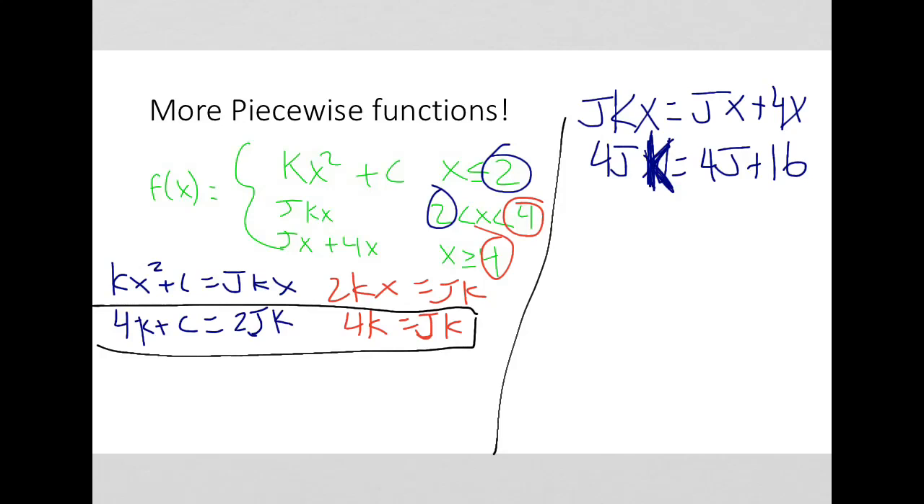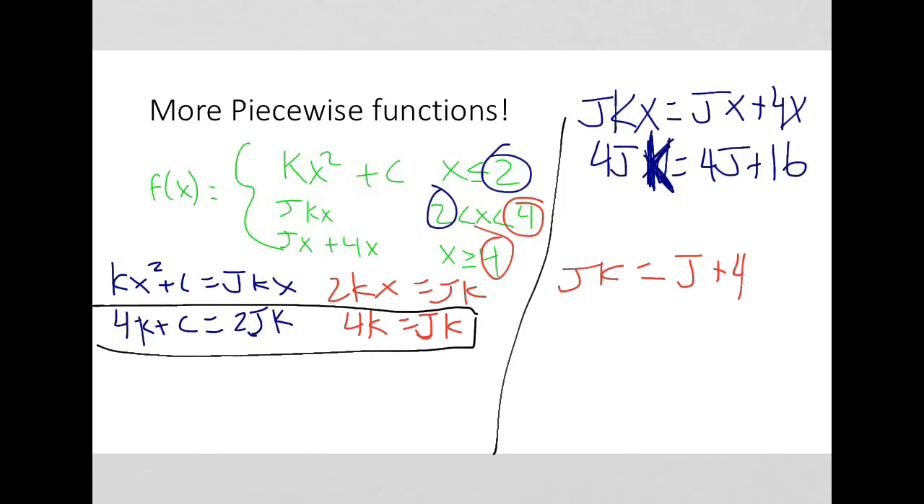And let's see what we can do. Can we do anything? No, not really. So I'm again going to leave that for now. And I'm going to take the derivative of each to get jk is equal to the derivative of jx, which is j plus 4.